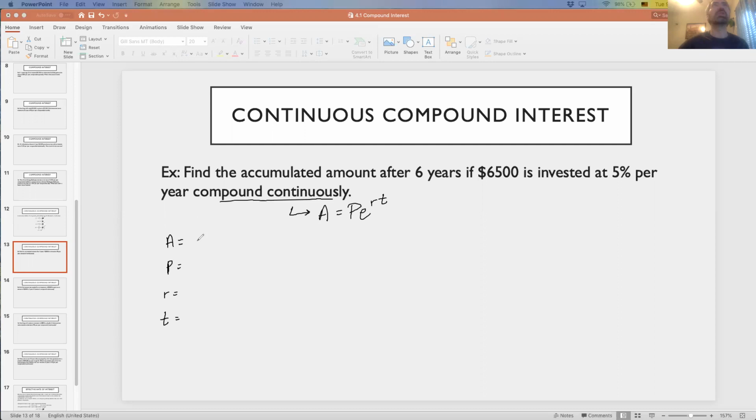There is a button on the calculator that you can use for that. So we want to find the accumulated amount of an initial investment of $6,500 with an interest rate of 5% over 6 years. Okay, so now we can plug this into the formula to solve for A. So we have 6,500 times E raised to the 0.05 times 6.